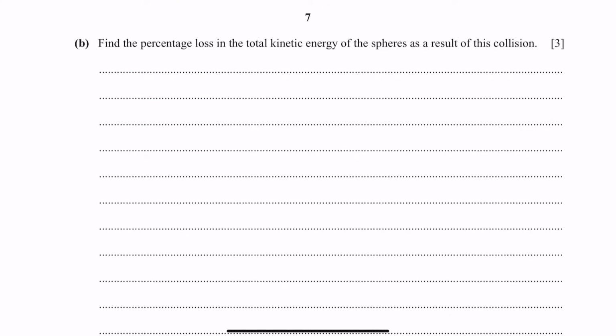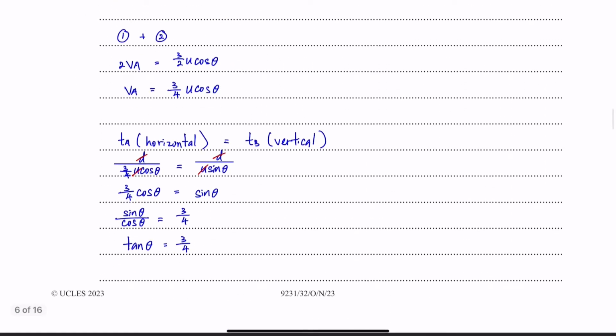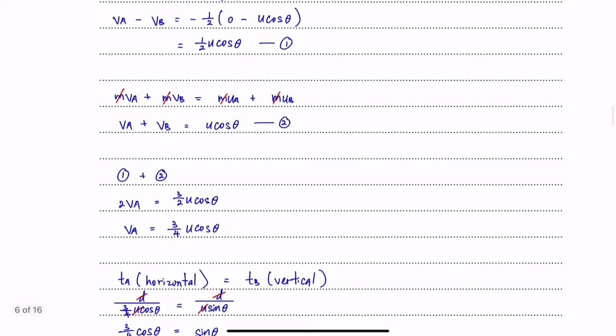For part B, we will need to find the percentage loss in the total kinetic energy of the spheres after this collision. So we will need to find the final velocity compared with the initial velocity. Previously we have found the final velocity of A, and now we need to find the horizontal component of the final velocity of B so that we can find the final speed of B. To find VB, we can use this equation.